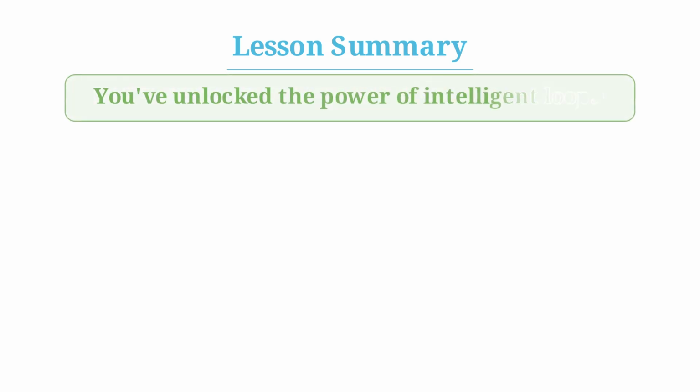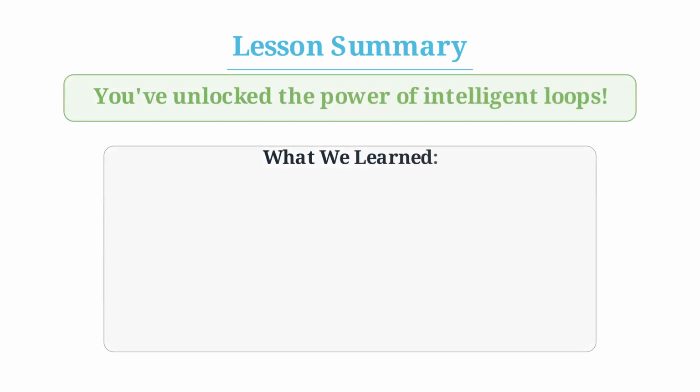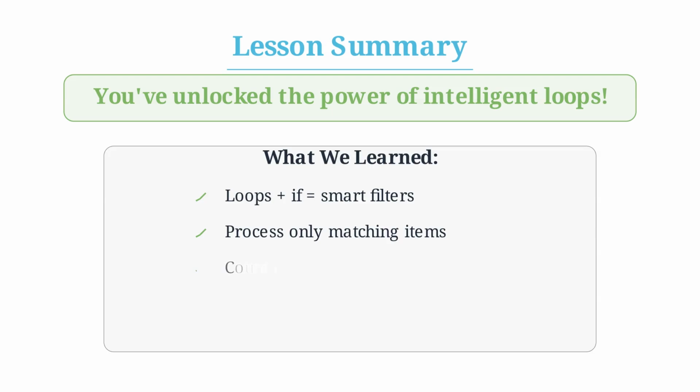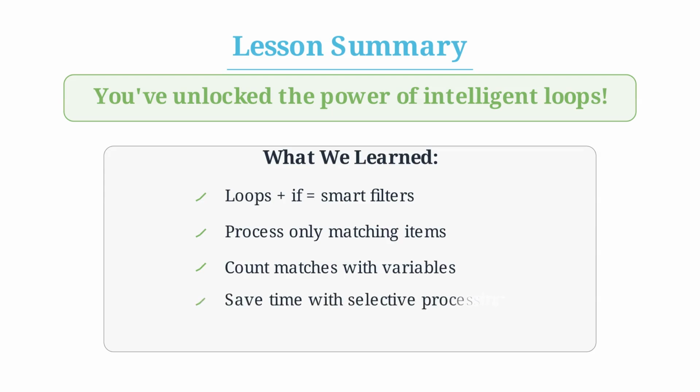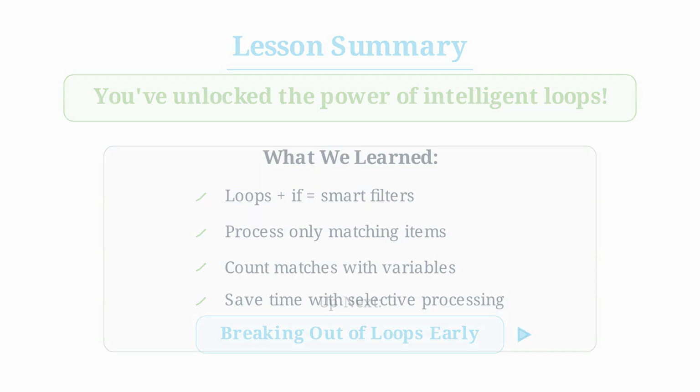We've just mastered the art of intelligent loops. We learned that combining loops with if statements creates powerful smart filters. We can process only the items that matter to us. Counter variables help us track our discoveries, and selective processing makes our programs more efficient and focused. You're thinking like a real programmer now. Next up, we'll learn how to make loops even smarter by teaching them when to stop early.